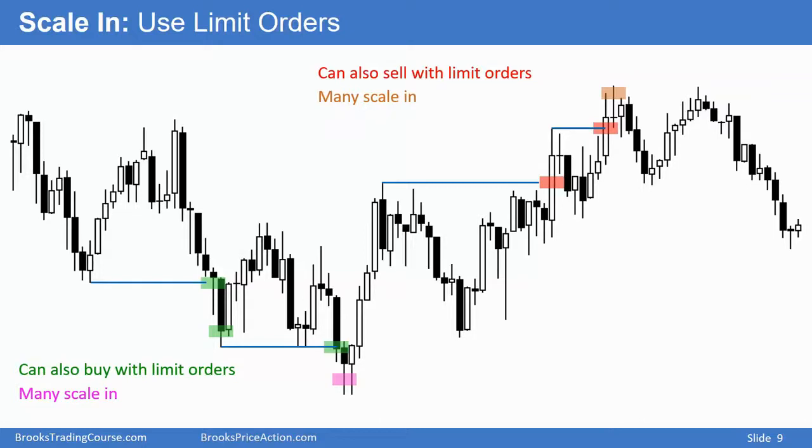Again, you can scale in. If you do scale in, you have to trade small enough so that the total dollars you stand to lose if your stop is hit are no more than what you would lose on any other trade. And as I said, whenever you scale in, it's usually better to only scale in if the second entry is at least the size of a minimum scalp.